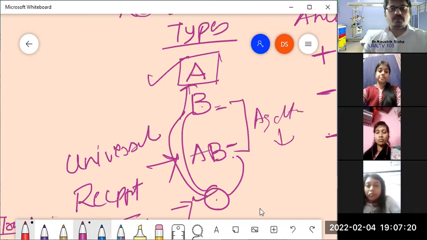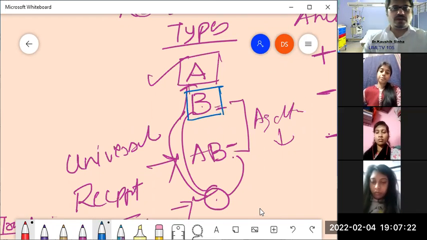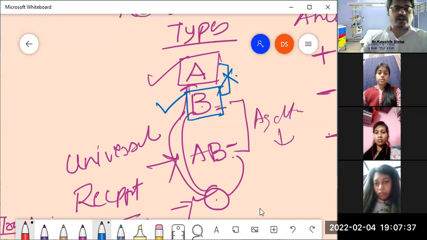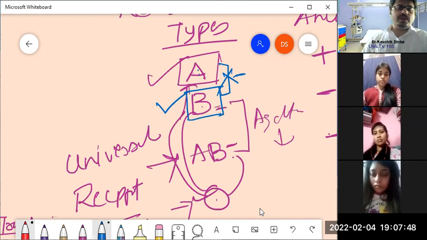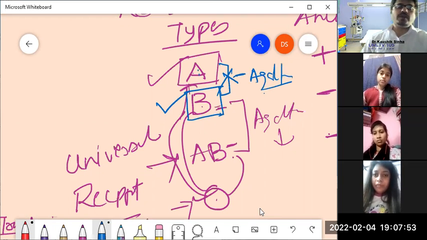Following the same logic, if B is the group that the recipient has, for that particular group you will have to give either B or O, but you can never give A. This is negative. Because if you donate A group blood to a recipient having B group blood, there again will be agglutination and the patient will die. Clear?